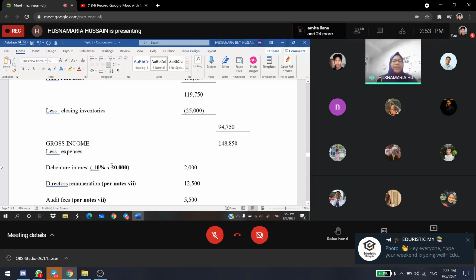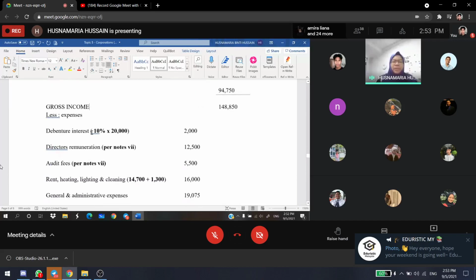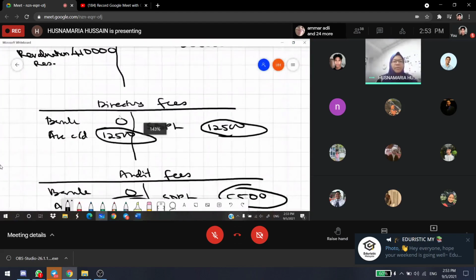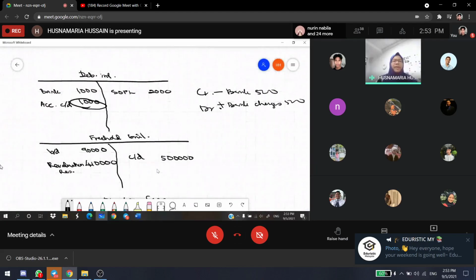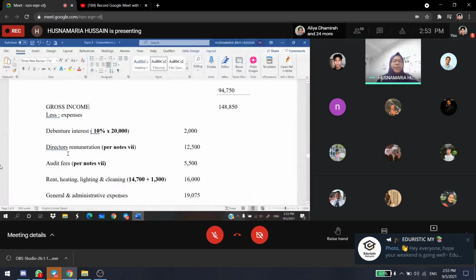No revenue, then minus the expenses. Okay, debenture interest. Either you write the working here, or you can show this as your working. This is your working. But which one is up to you.